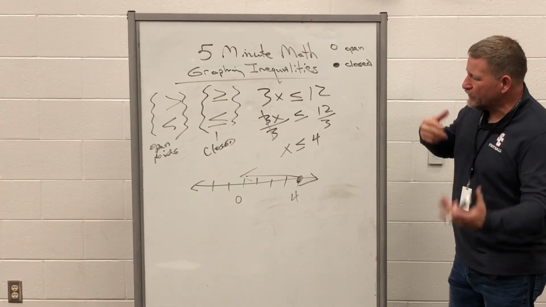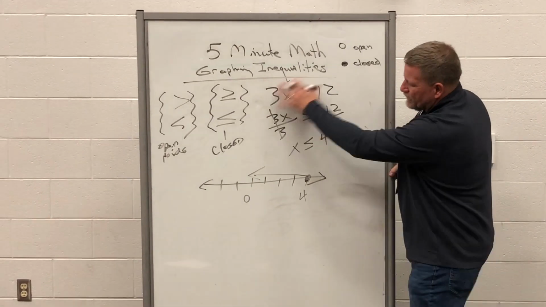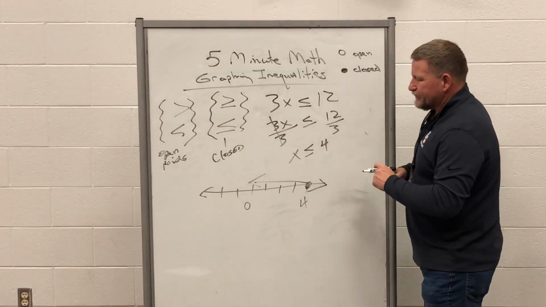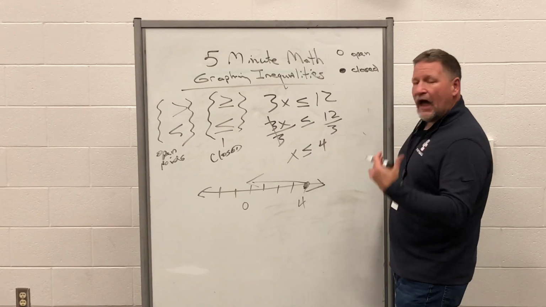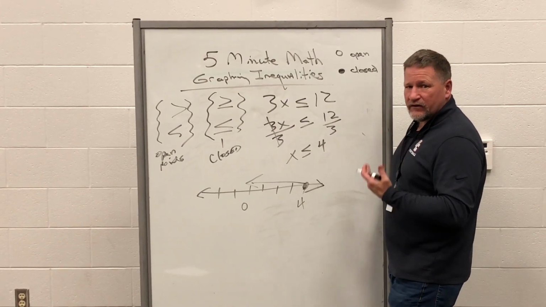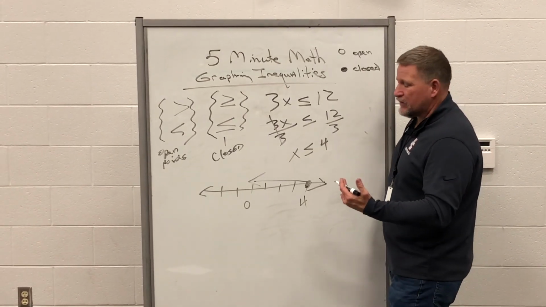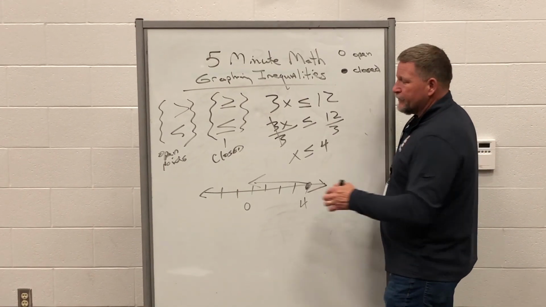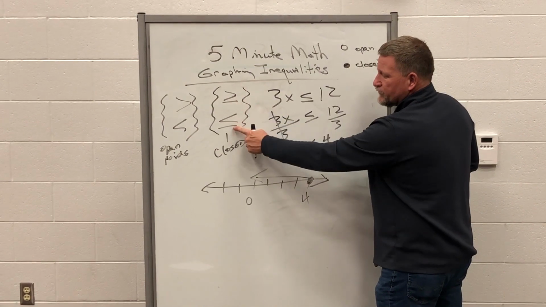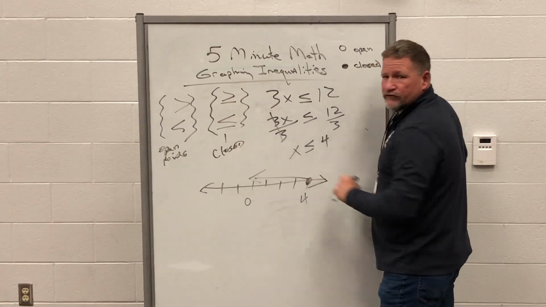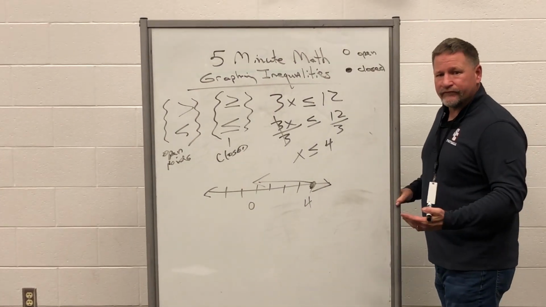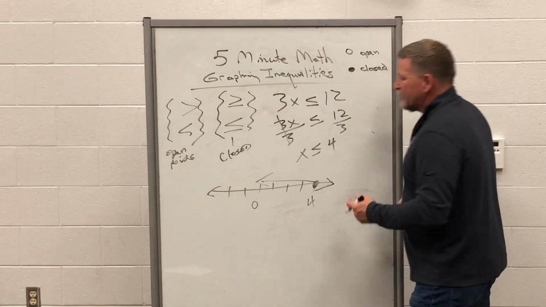So what have we done? We've taken a look at the solution of a single variable inequality. Then we looked at how we graph that solution of the inequality. It's either going to be a closed point or an open point. If the symbol is greater than or equal to, or less than or equal to, it's a closed point. If it's greater than or less than, it's an open point. Let's take a look at one that's an open point.